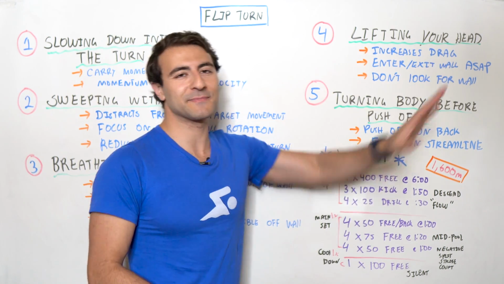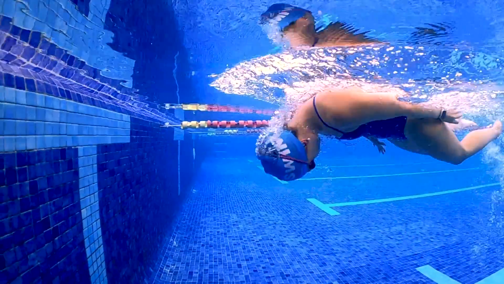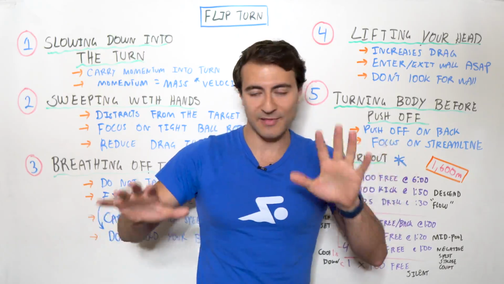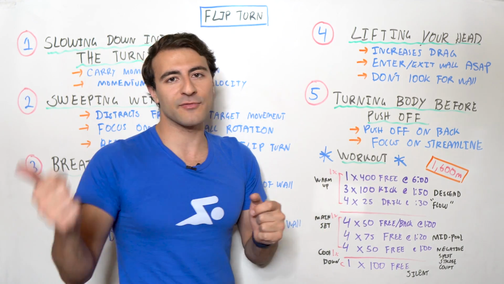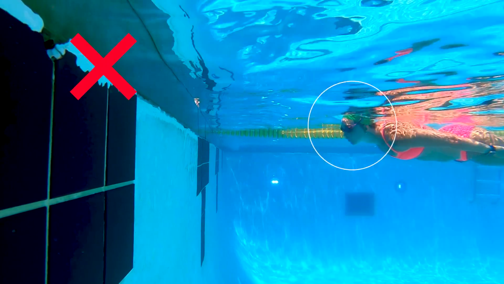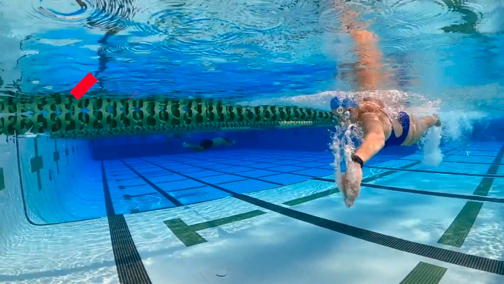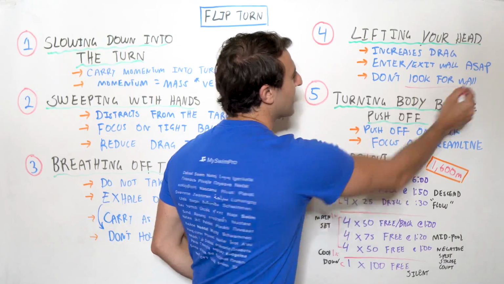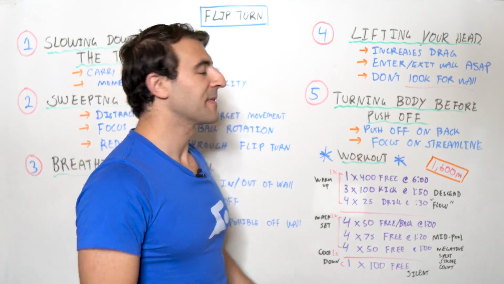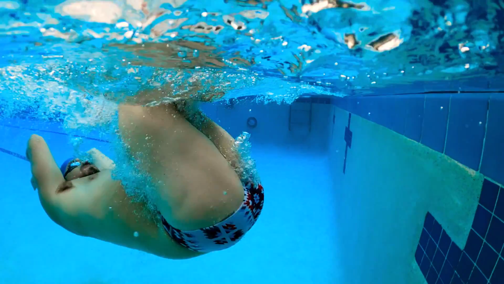Now the fourth biggest mistake is lifting your head. Now this can be lifting your head into the wall. We talked about breathing. You don't want to lift your head and slow down all your speed, but you also don't want to lift your head out of the wall as well. So you want to maintain your head position. The biggest mistake swimmers make is actually looking for the wall. Guys, the wall isn't going anywhere. If you try and have a battle with the wall, you will lose. The wall will win. We've all experienced that kind of pain. So don't do it. Don't look for the wall.